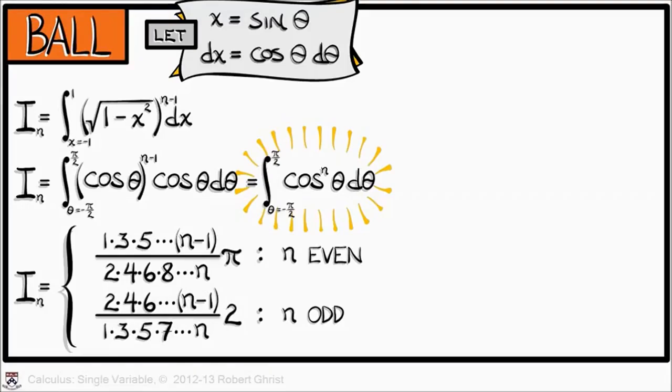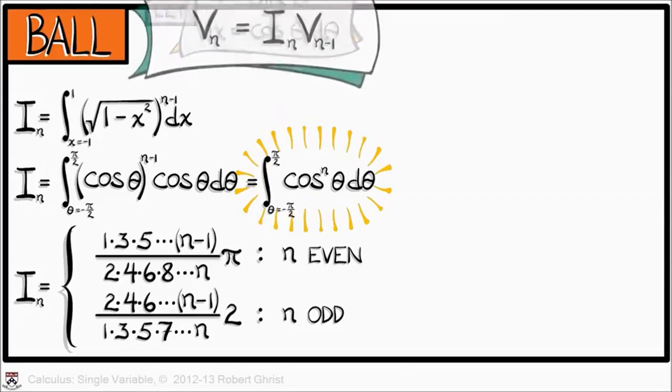We have a product of even numbers up to n minus 1 in the numerator. In the denominator, we have the product of odds up to and including n. All of this times an extra factor of 2. Notice the even-odd dichotomy and the change between an extra factor of pi and an extra factor of 2.